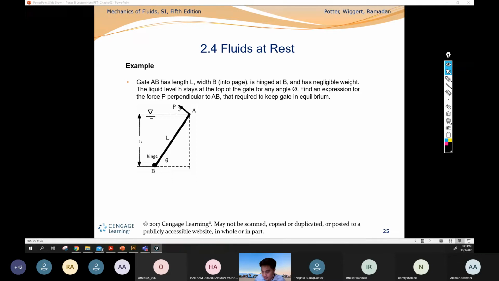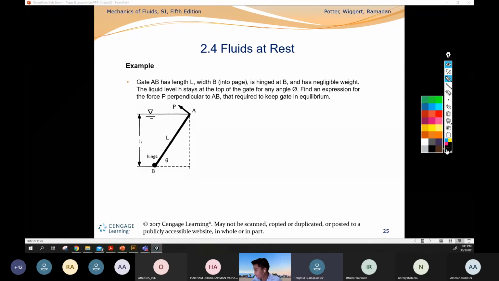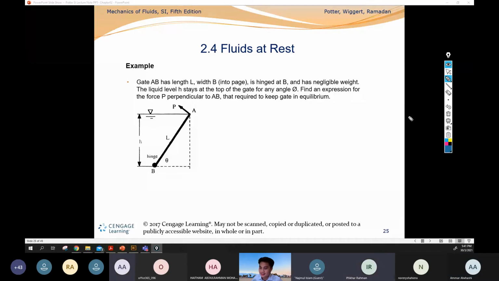What's the value of P in order to keep the gate in equilibrium, static, not moving? Do we have any other forces other than P, everyone? Yes. What are the forces involved? The weight of the gate is negligible, but there is the reaction force at B.